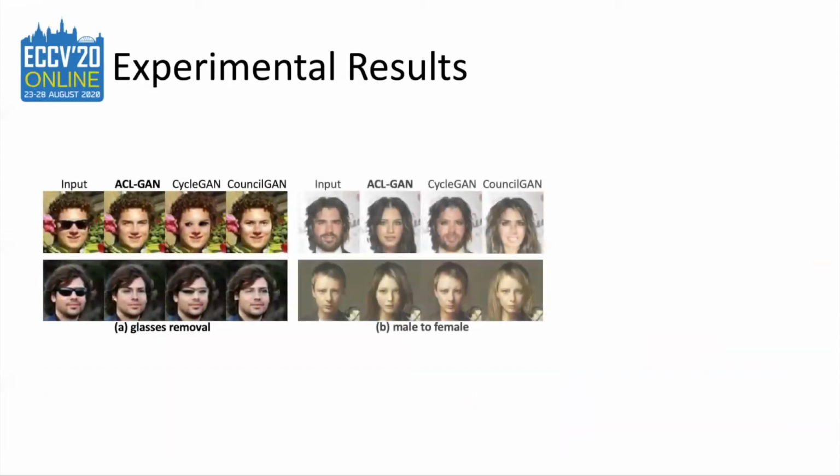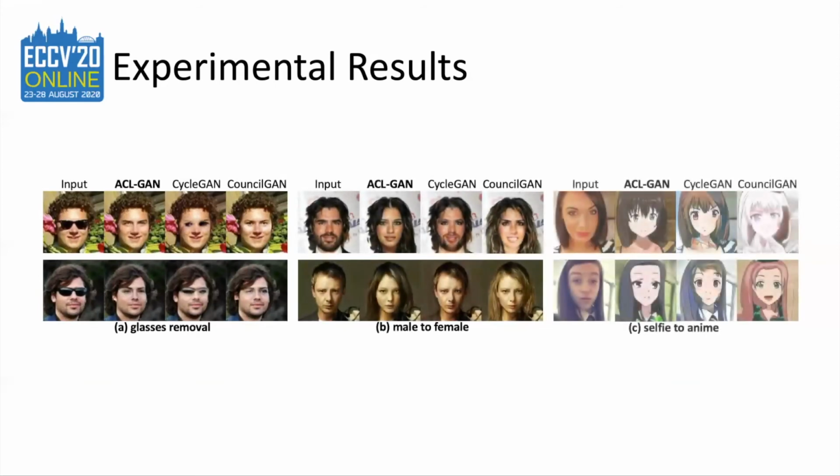We compared our ACL GAN with baselines on 3 challenging applications: glasses removal, male-to-female translation, and selfie-to-anime translation. These 3 applications have different commonalities between the source and target domains, and they require changing areas with different sizes.